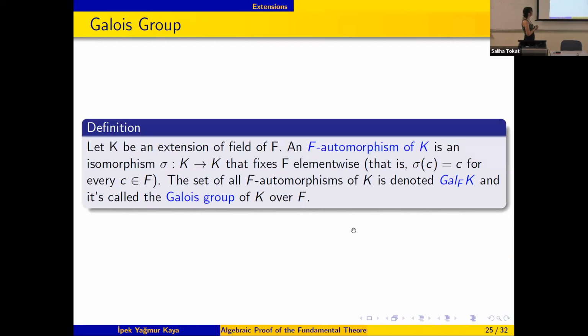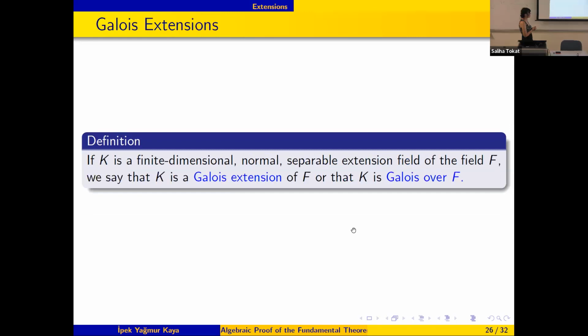Galois: let K be an extension field of F, and an F-isomorphism of K is an isomorphism from K to K that fixes F element-wise. The set of all F-isomorphisms of K is called the Galois group of K over F. The Galois extensions: if K is a finite dimensional normal separable extension field of the field F, we say that K is a Galois extension of F, or that K is Galois over F.